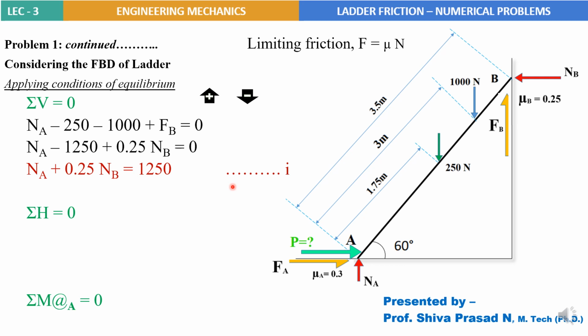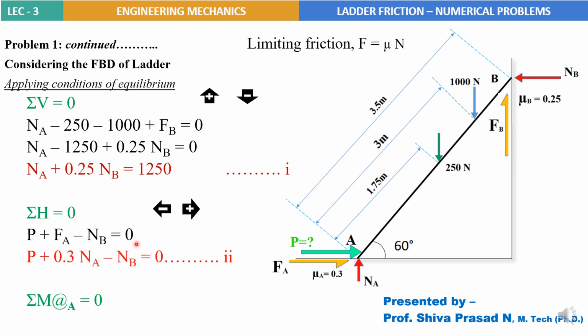Further moving on to the second condition of equilibrium. The sign conventions would be right side positive and left side forces considered negative. Right side forces: plus P, that is the required force to be found, and plus FA, again right side, then minus NB, left side force, equal to 0. So P plus FA minus NB equal to 0.